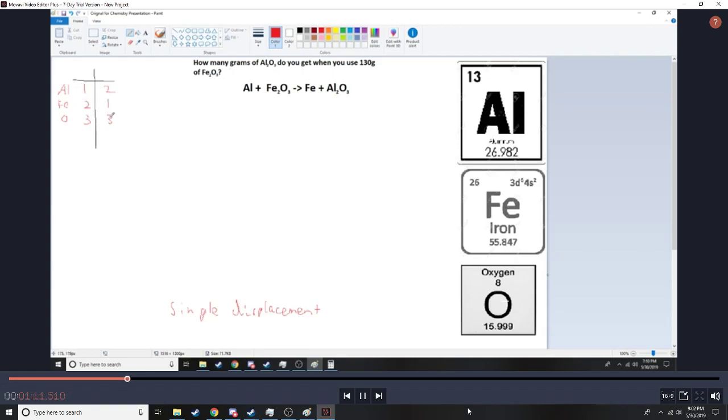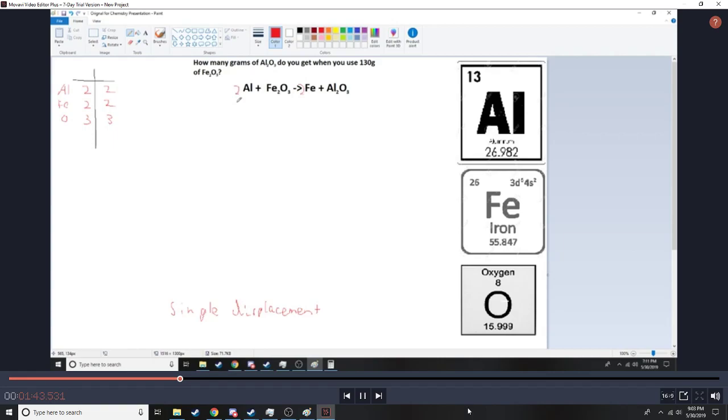So the clear thing is that we have an imbalance of Al and Fe, so we can quickly change it. Let's say we have two Al and two Fe. Doing this, we'll change the Al from here to being 2, and the Fe to being 2 as well. So now we have it balanced. We have the same amount of stuff going in as is coming out.